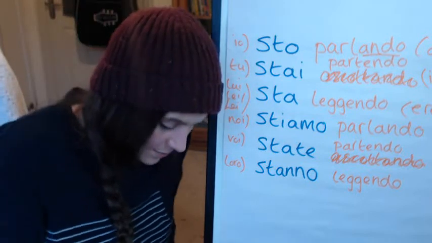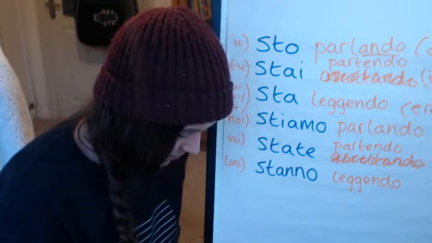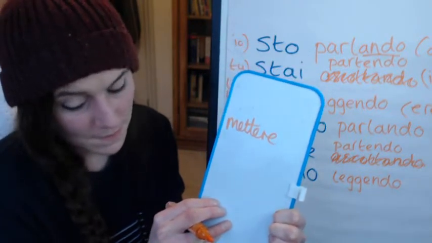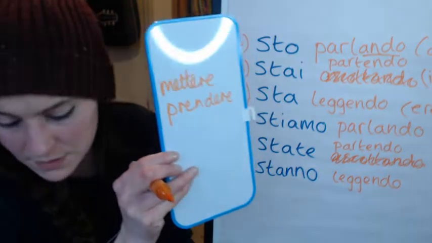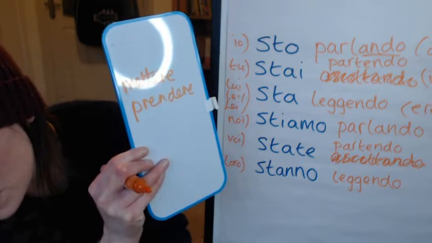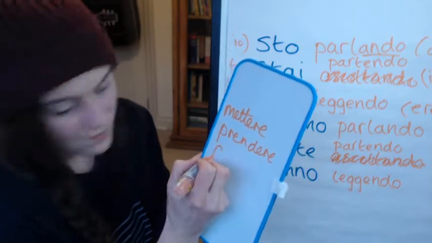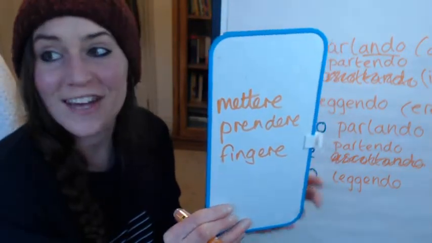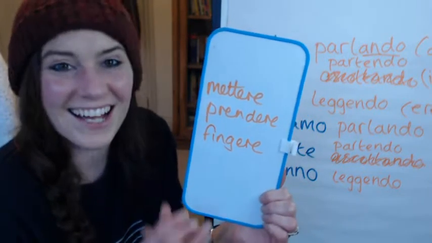So now what we're going to do is look at some ERE verbs. We've got leggere, which means to read. Mettere. There's loads of Italian verbs that have mettere. That one means to put something somewhere. Prendere, sì, perché no? Prendere, and so that's to take. Fingere means to pretend or to feign, as in to feign interest, fake an injury, pretend to be sick, pretend to be amused.